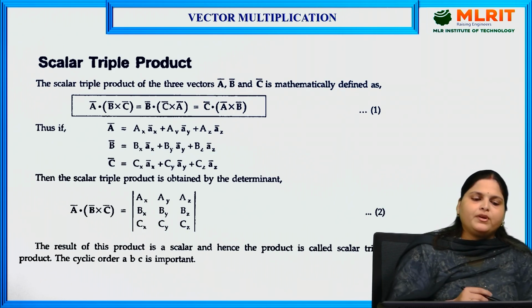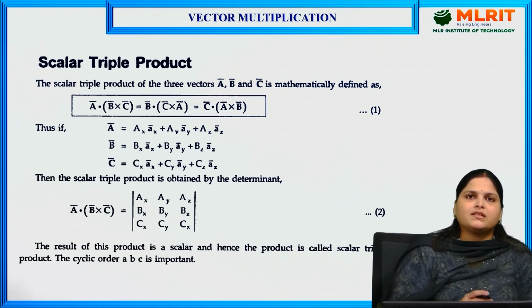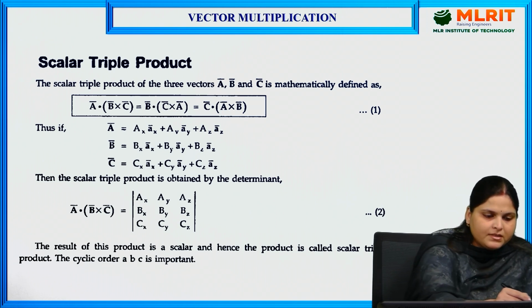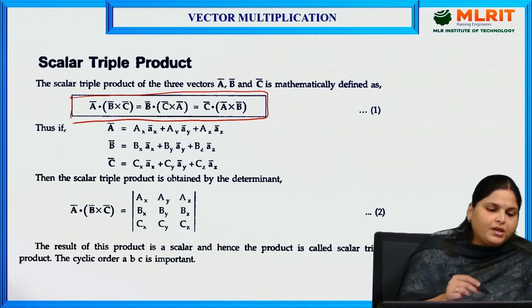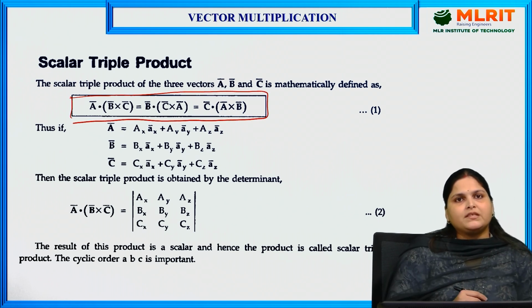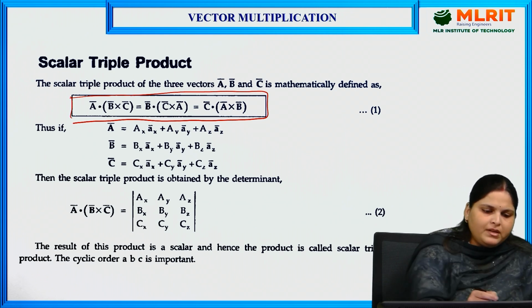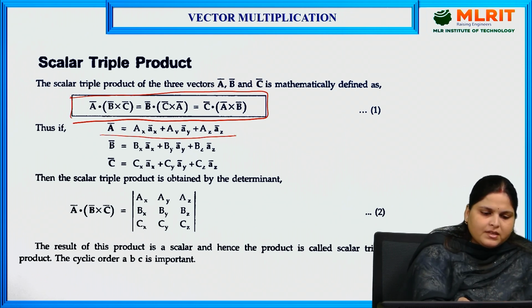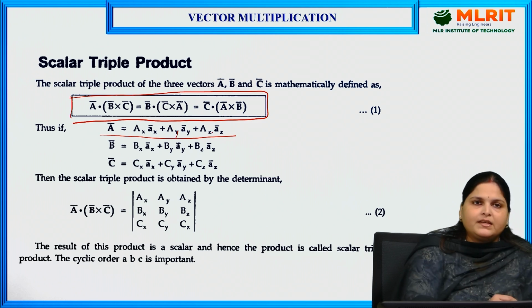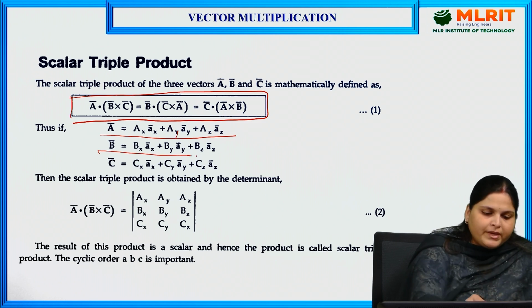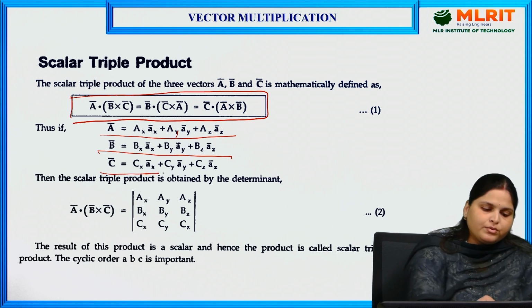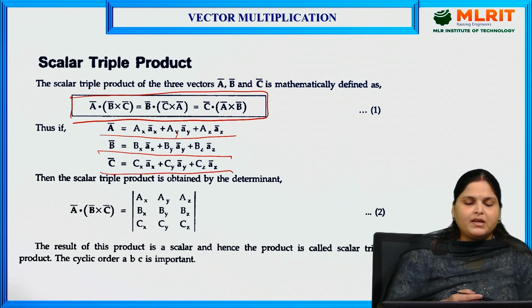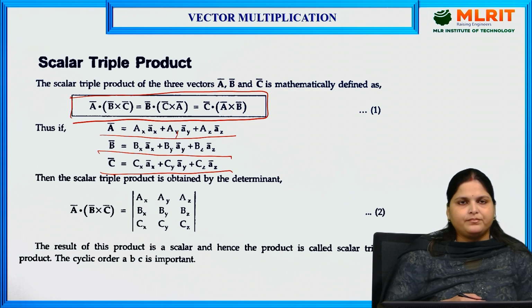Scalar triple product of three vectors can be written mathematically as A dot B cross C is equal to B dot C cross A is equal to C dot A cross B. And A is equal to AX i plus AY j plus AZ k. B is equal to BX i plus BY j plus BZ k. And C is equal to CX i plus CY j plus CZ k.